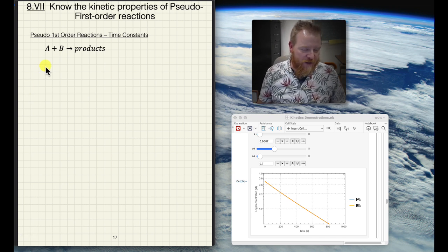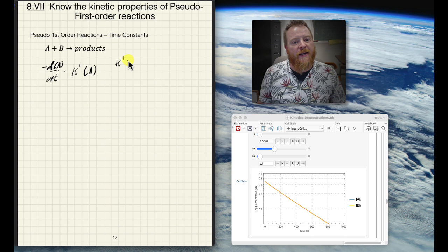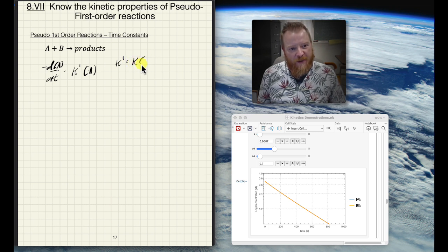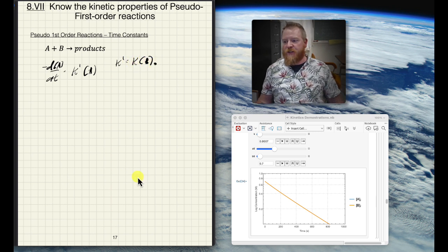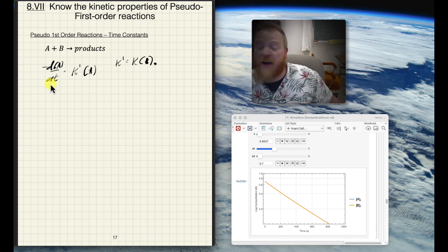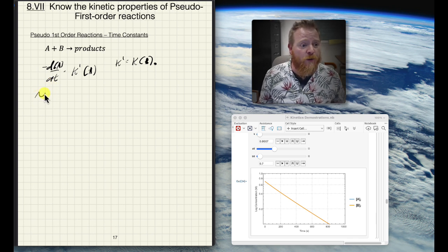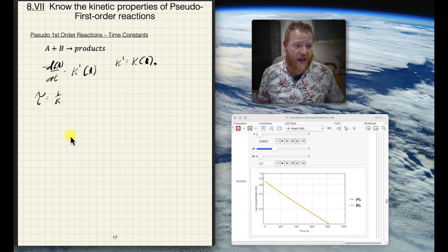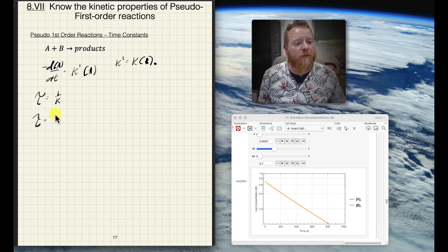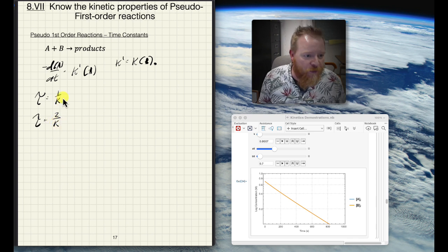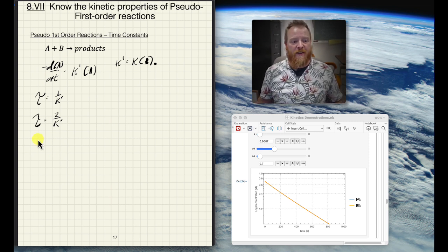All right, so now what about our time constants? Going back to our rate law, negative dA by dt equals k prime times A, where once again k prime is the true second order rate constant multiplied by the initial B concentration. We can do this in terms of half-life, or in terms of lifetime. Remember tau, the lifetime of a first order reaction, is 1 over k. 2 lifetimes would be 2 over k, and we'll make that k prime, noting that this is in the pseudo first order.